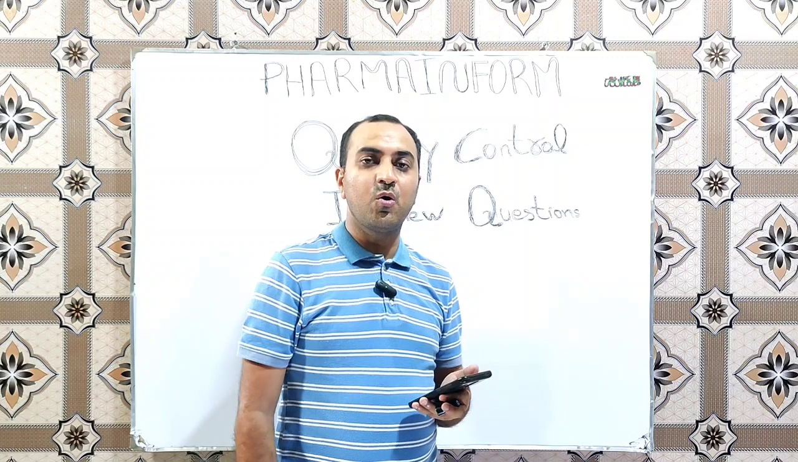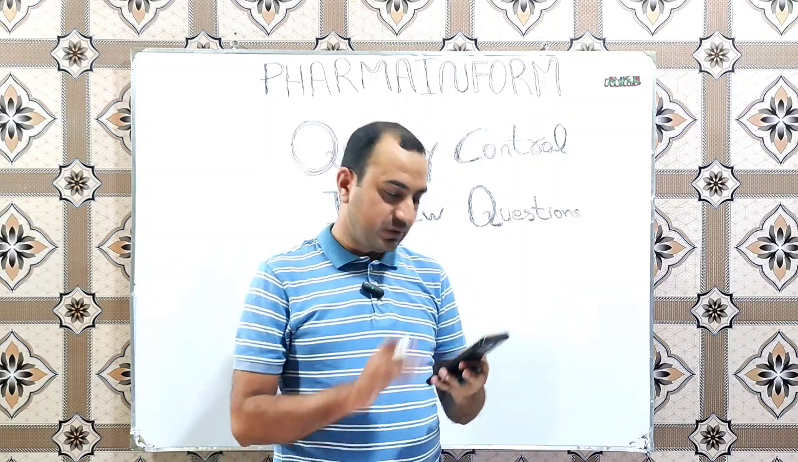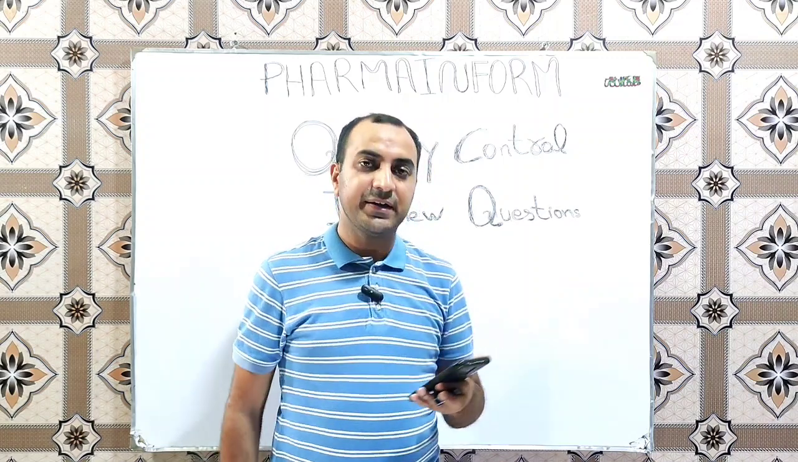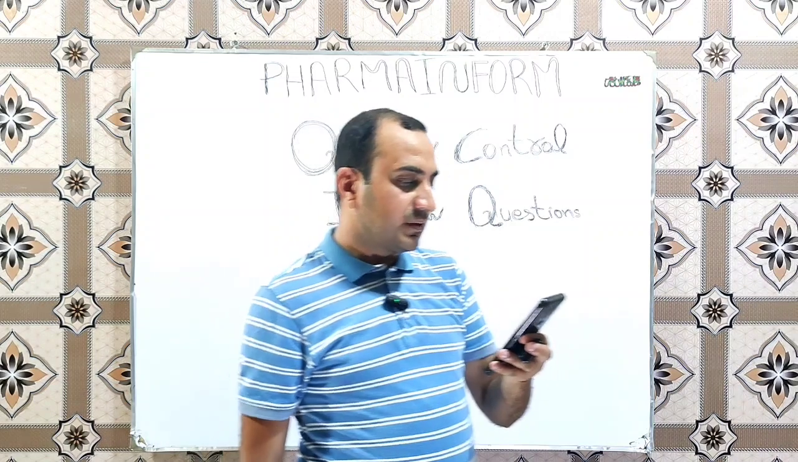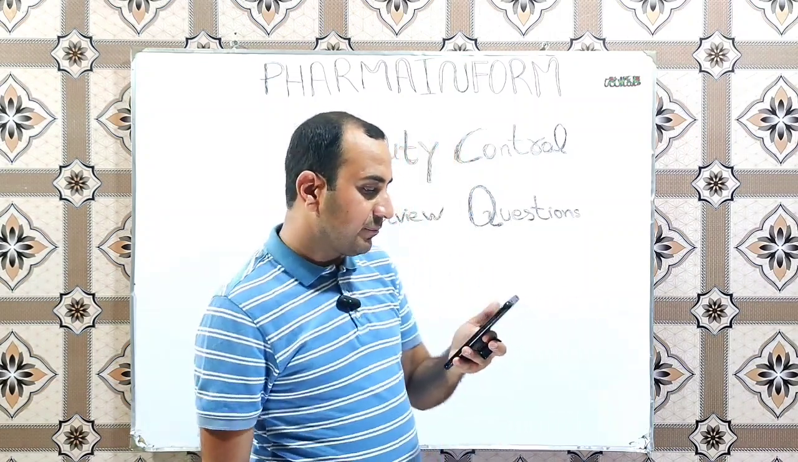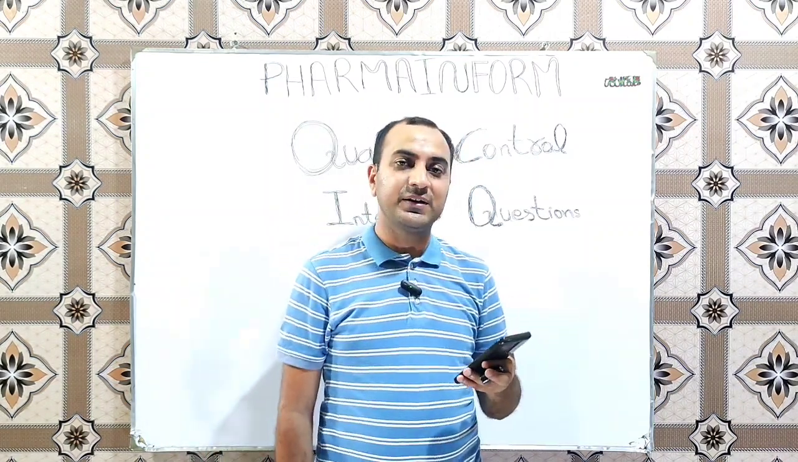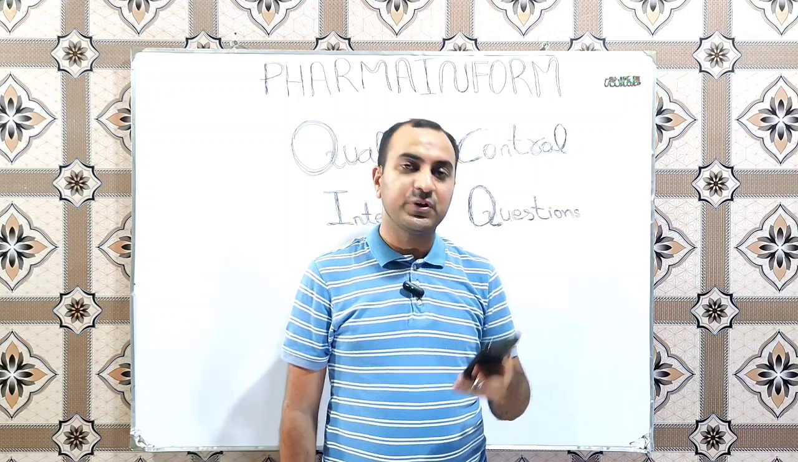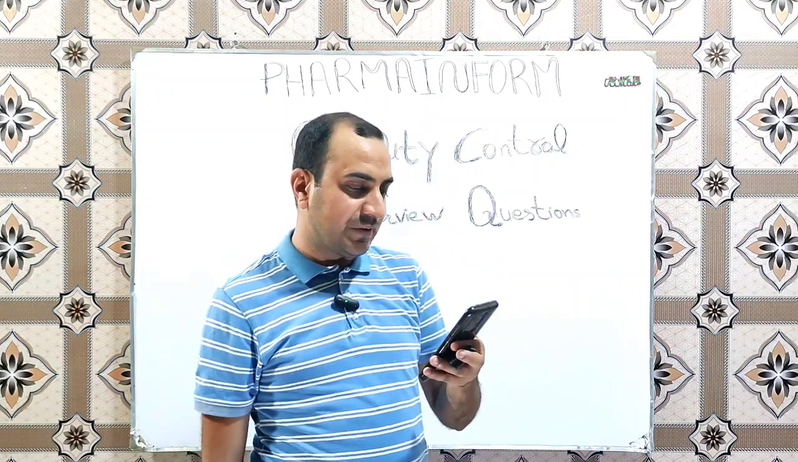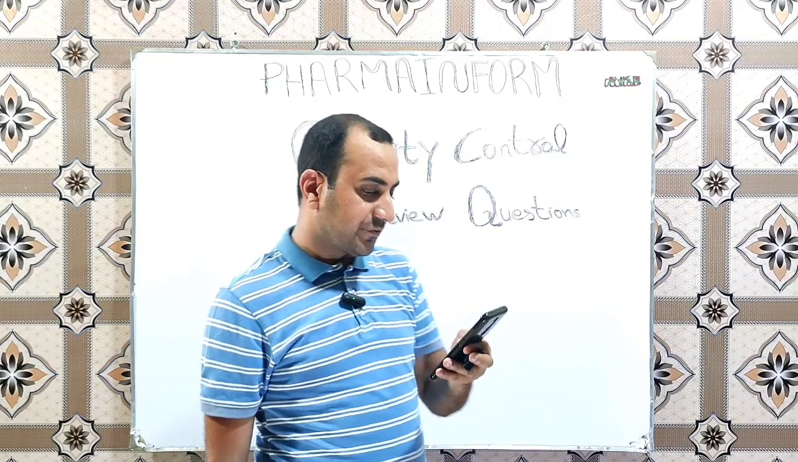What is OOT? OOT is out of trend and it is defined as the test results obtained may be within the specified limits but show a difference from historical values or results.